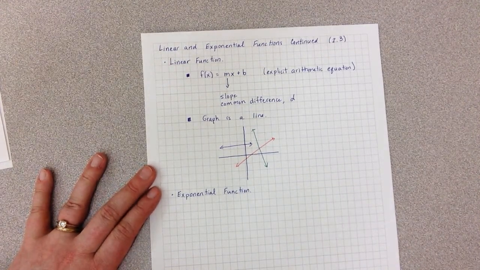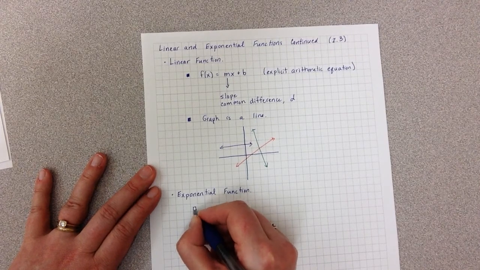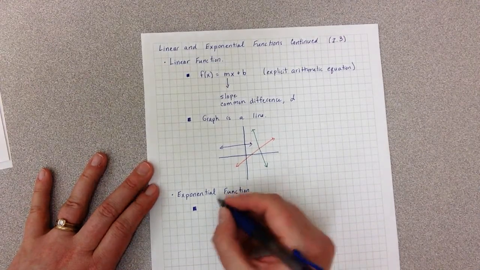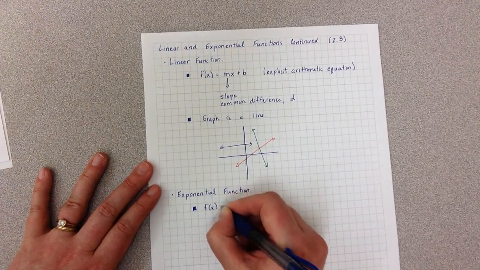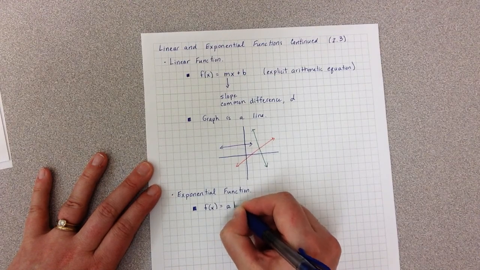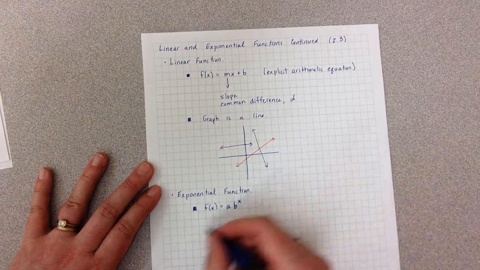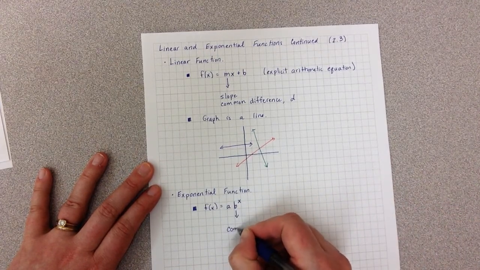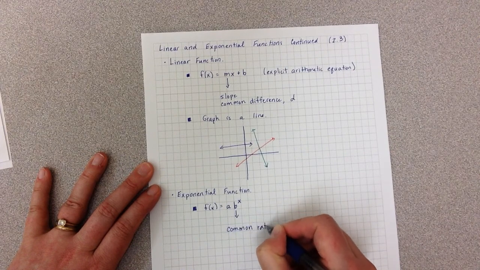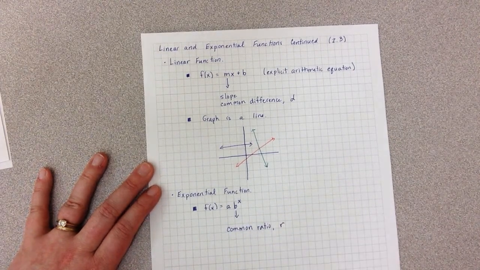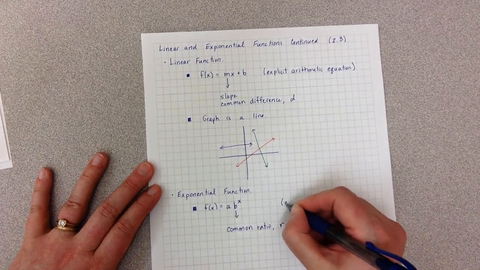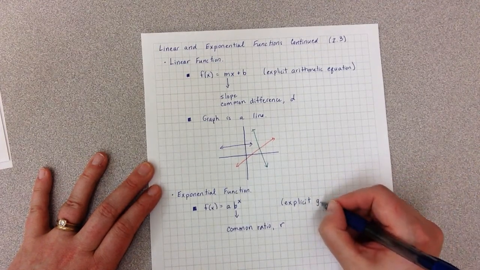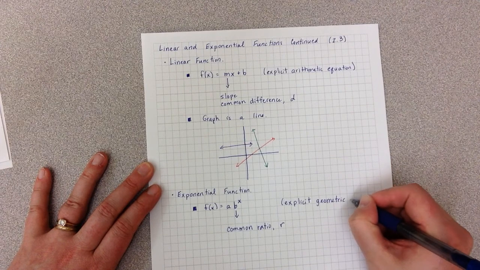Now, if we look at exponential functions, we're connecting this back again to our geometric sequences from the last chapter. And you'll often see the equations written in the form f of x equals a b to the x. And if we remember, the b was known as our common ratio, and we often use the letter r to stand for that. And again, this is what we were calling last chapter the explicit geometric equation.